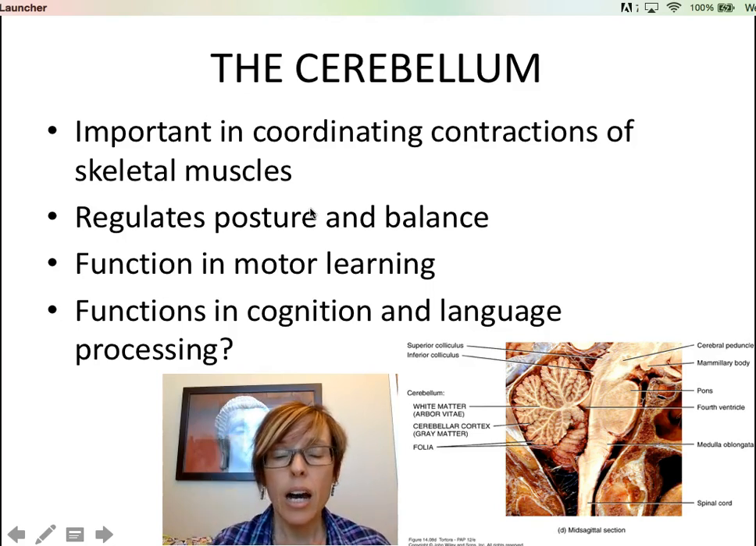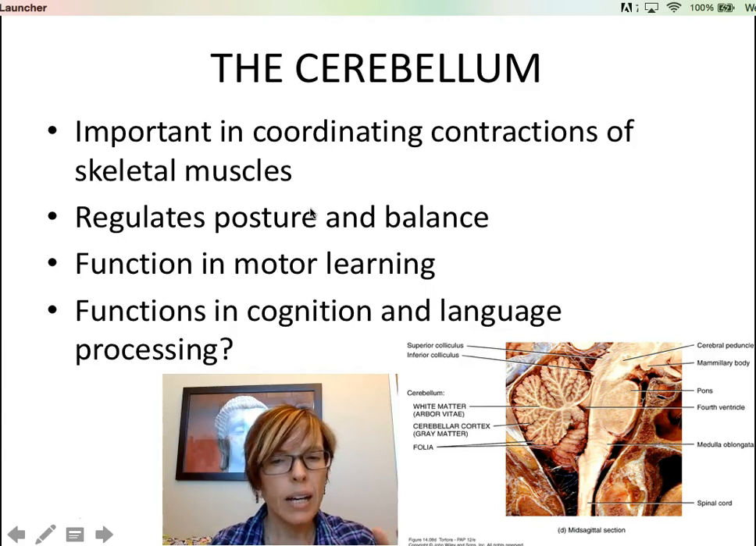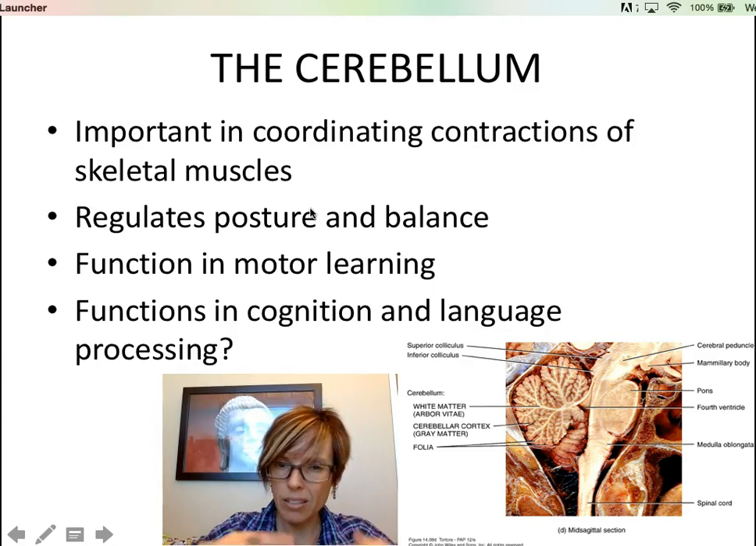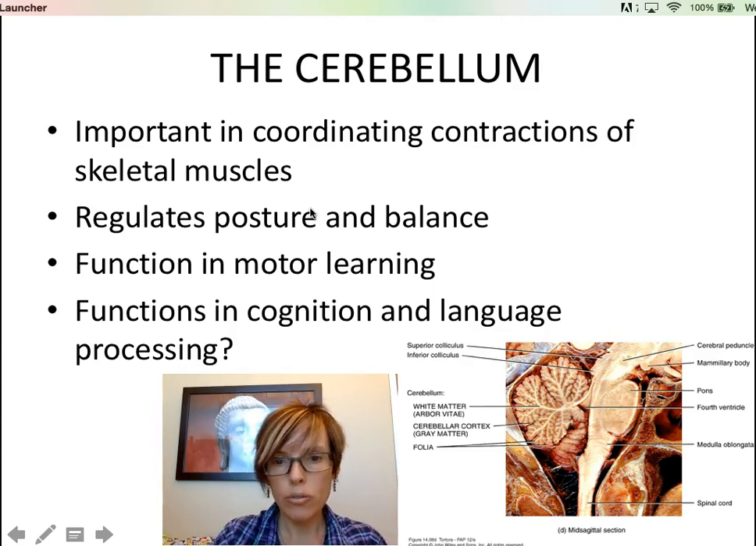So things like that. It also helps in motor learning. So motor learning is things like riding a bicycle, right? Like once you learn how to do that, it's the physical things that you do. Once you've learned how to do that, you know how to do that. That's motor learning.